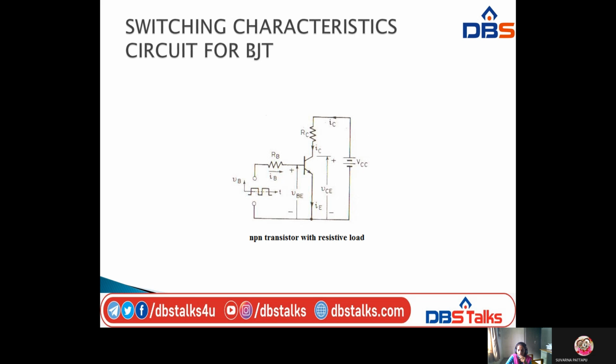Next, switching characteristics for the BJT. When you take an NPN transistor with a resistive load, here RB and RC will be applied, and the supply voltage will be VCC. Here VB, the output voltage VCE, and the input voltage VBE. The output current will be IC, and the input current flowing will be IB. So this is an NPN transistor with resistive load.